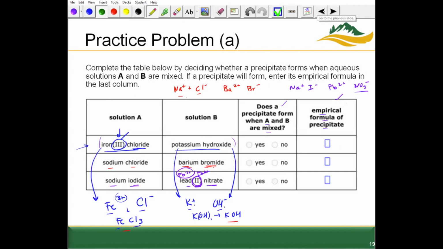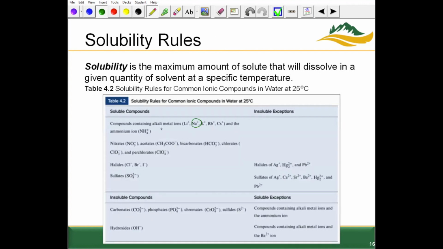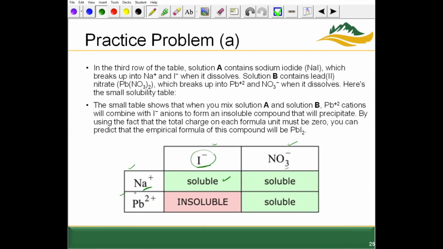The next combination of ions here, we have sodium, iodine, lead, and nitrate. To set up this table, we have our cations again, and then our anions. We do know for this halide of iodine that sodium is not an insoluble exception, so with iodine, sodium will be soluble. What about sodium with nitrate? So here's sodium. Compounds that contain the alkali metal sodium are soluble. So anything with sodium is going to be soluble.